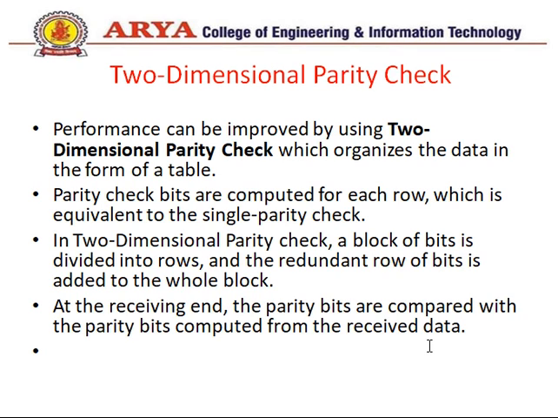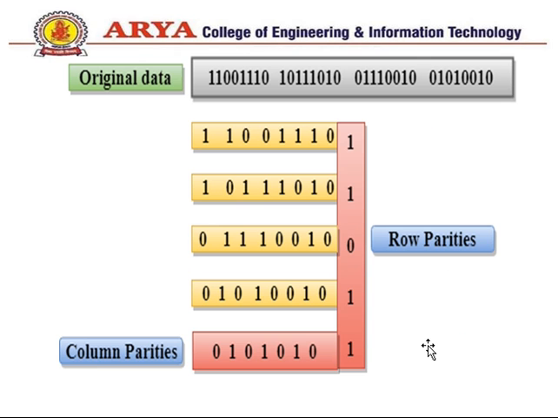Next is two-dimensional parity check. Performance can be improved by using two-dimensional parity check, which organizes the data in the form of a table. Parity check bits are computed for each row, which is equivalent to the single parity check. In two-dimensional parity check, a block of bits is divided into rows and then a redundant row of bits is added to the whole block. At the receiving end, the parity bits are compared with the parity bits computed from the received side.